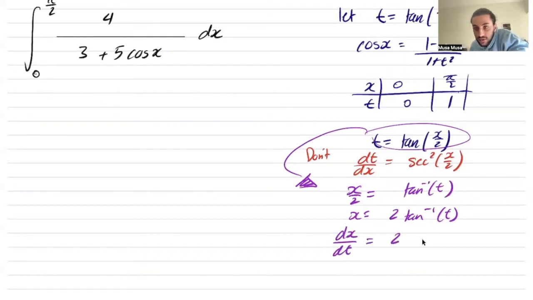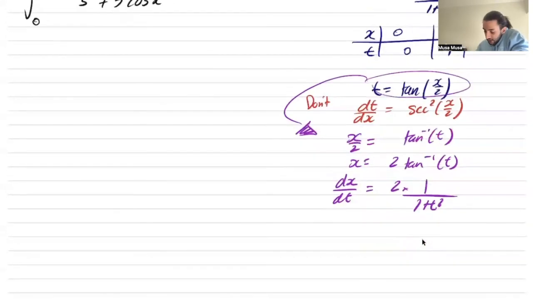And then take dx/dt equals 2 times the derivative of inverse tan of t, which is just 1 over 1 plus t squared. This is so easy. Now you have a perfect substitution for the dx in your integral.